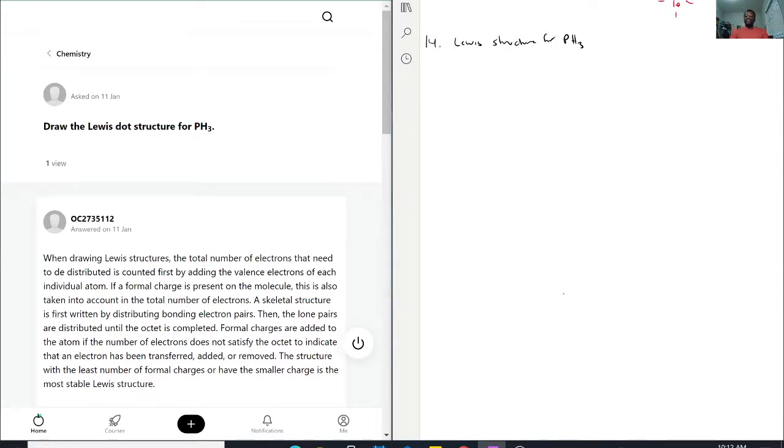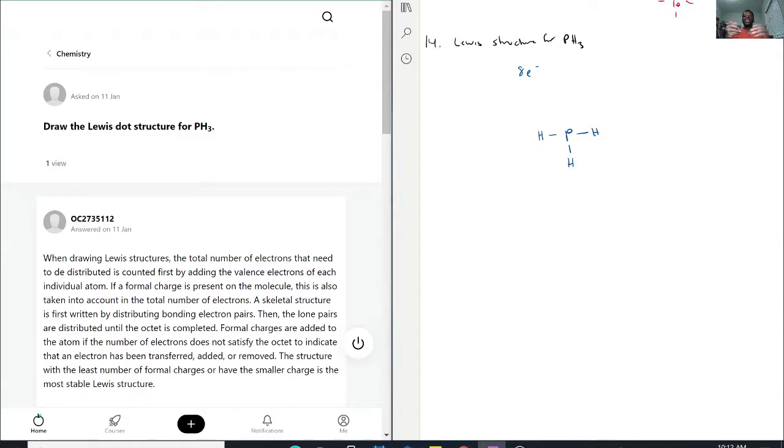So for this one, we're first going to see how many electrons we have in total to work with. So phosphorus is on the 15th column, so that's going to be 5 valence electrons. Hydrogen is on the first column, so that's 1 each. So 5 plus 3, we need to work with 8 electrons, okay? And now for this one, because phosphorus has the most unpaired electrons, we'll put it in the center, so P. And then we have 1, 2, 3 for the H's. So right now we do have PH3.